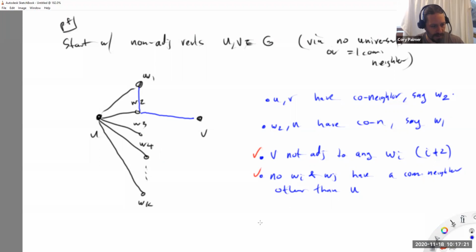But V and Wi, for i at least 2, have a common neighbor.